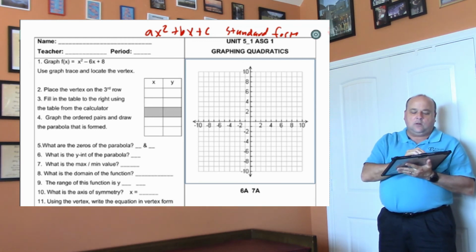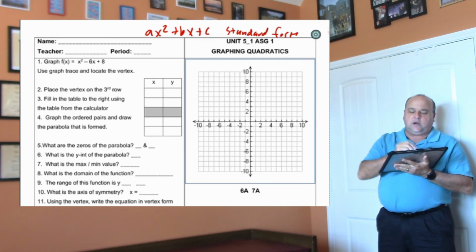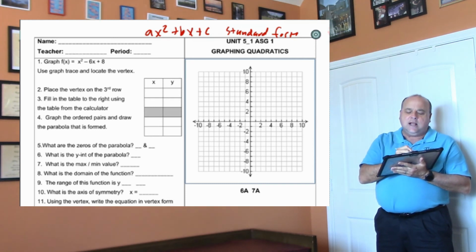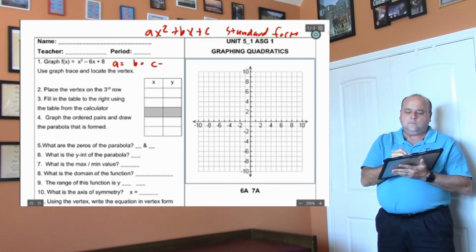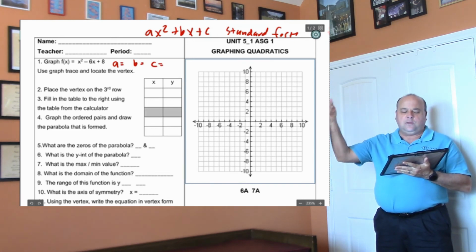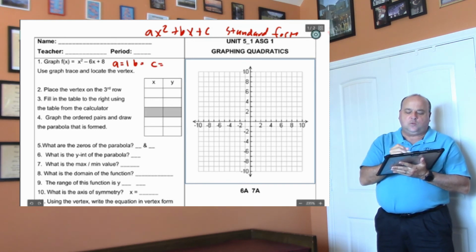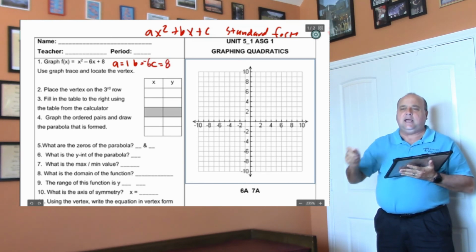Okay, so let's get going on this one. On this one right here, what we're going to do, and I forgot to put it on here, let's get the A, the B, and the C. Okay, so the A equals, the B equals, the C equals. The A equals 1, the B equals -6, and the C is equal to 8.